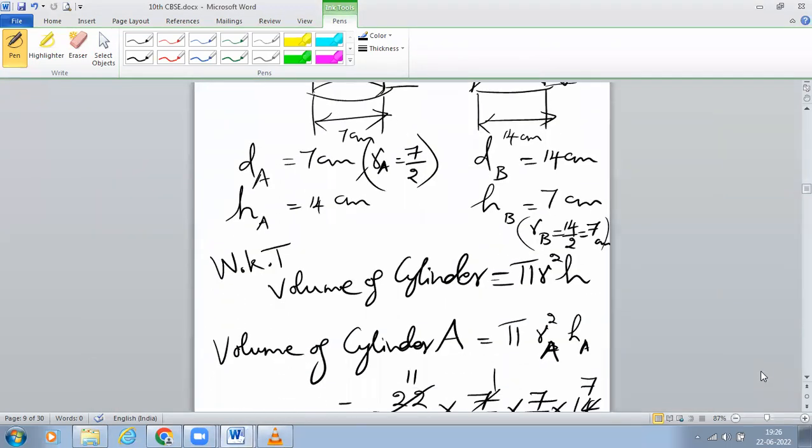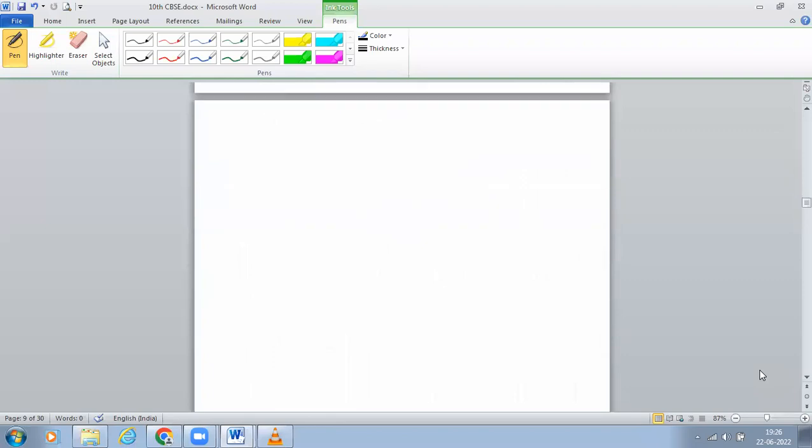Okay, listen. Question number 27. All of you write question number 27. I'll read the question. Find the height of a cylinder whose volume is 1.54 centimeter cube and the diameter of the base is 140 centimeter.